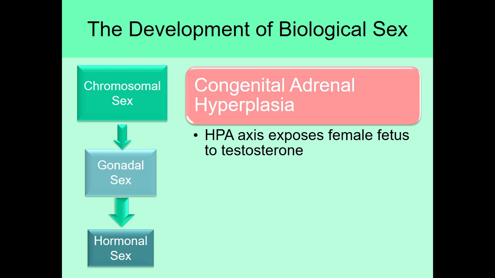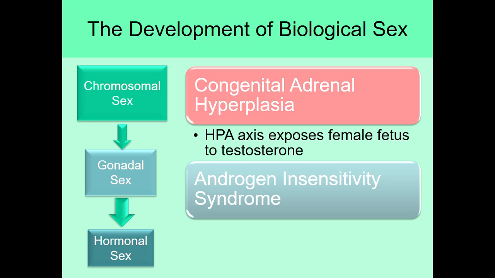Now, it's called congenital adrenal hyperplasia because it's not necessarily genetic. It's not something that you inherit. It's something that happens in the womb for one reason or another. So the female fetus gets bathed in testosterone, and if it happens during the development of the sex organs, it can masculinize the sex organs. If it happens later, it could masculinize the brain.